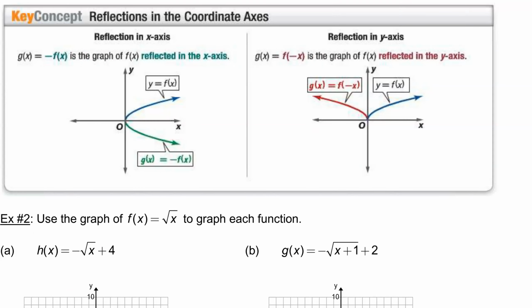Reflections in the coordinate axes. We've kind of discussed this before. Remember I asked you, what does x squared look like? Up. Negative x squared faces down. The negative reflects it across the x-axis. So if you have a negative in front of your function, it will reflect it in the x-axis. Versus if you plug in a negative x, it reflects it in the y-axis.